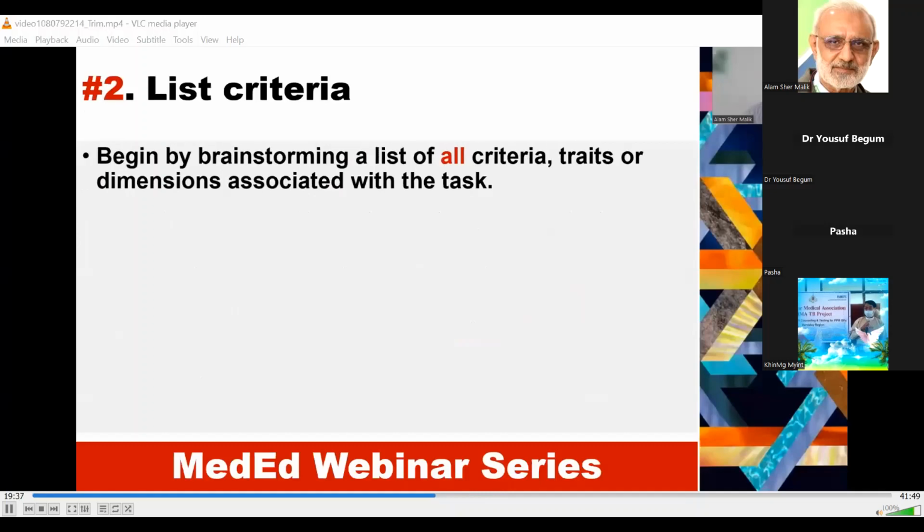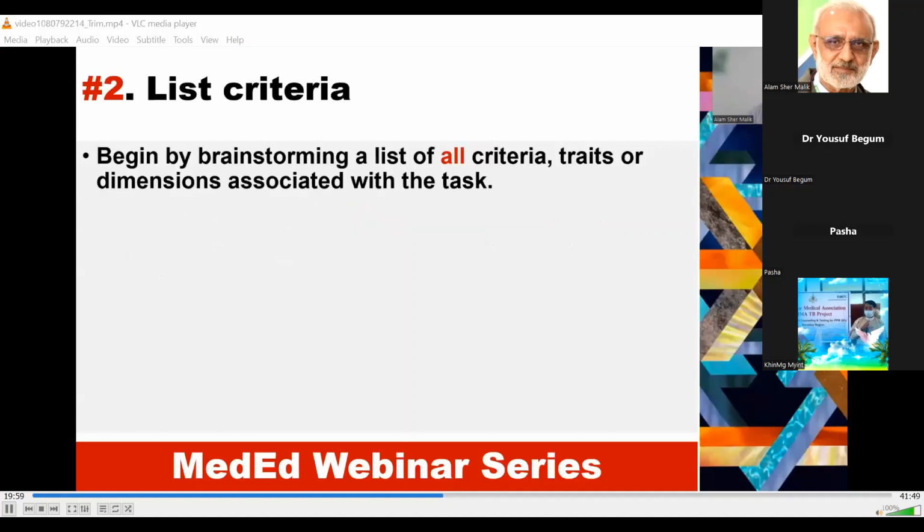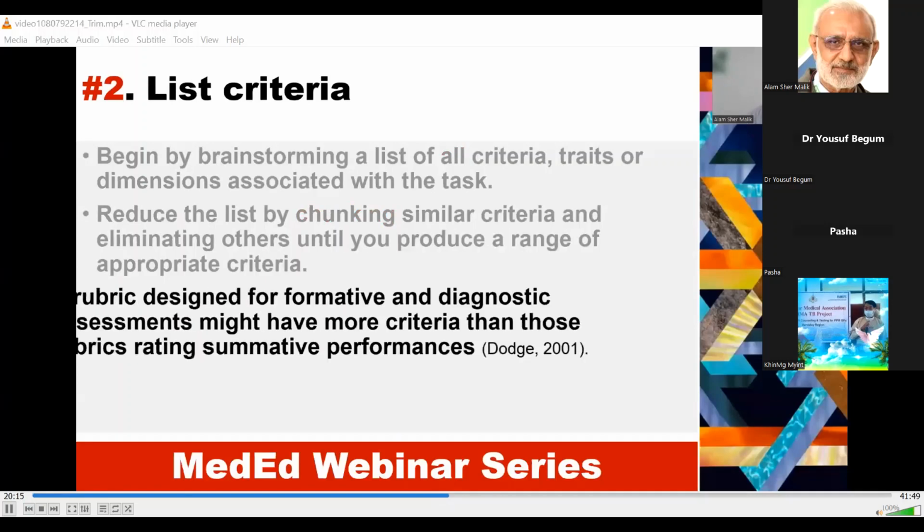Then list the criteria and begin by brainstorming a list of all criteria, traits, or dimensions associated with the task. Reduce the list by chunking similar criteria and eliminating others until you produce a range of appropriate criteria. In the first step, you may list down all the criteria which come to your mind, but then you combine them and group the similar criteria so that the number is in the range of appropriate criteria.